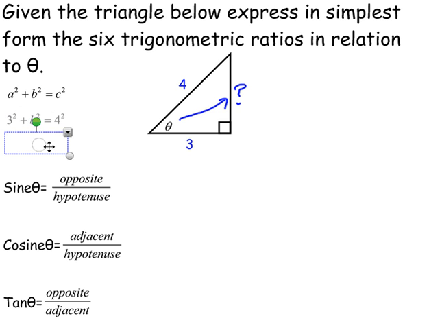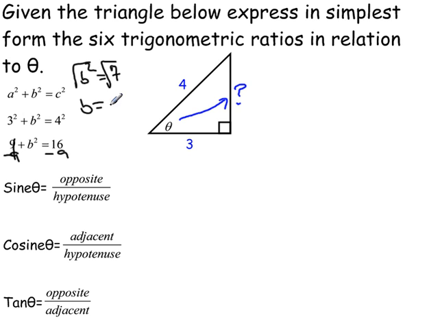So we use the Pythagorean theorem, a squared plus b squared equals c squared. We solve for one of the legs. Subtract 9 on both sides. You get b squared equals 7. Square root both sides. b is equal to radical 7. So the missing side is radical 7.